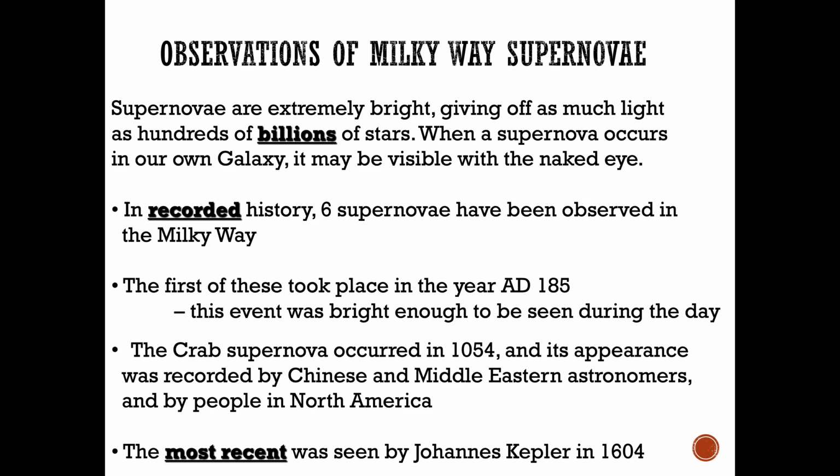And there is a second one, called the Crab supernova, which occurred in 1054. Its appearance is well recorded by some of the Chinese and Middle Eastern astronomers, and also by the people in North America. And the most recent observation of a supernova in our own galaxy was in 1604.